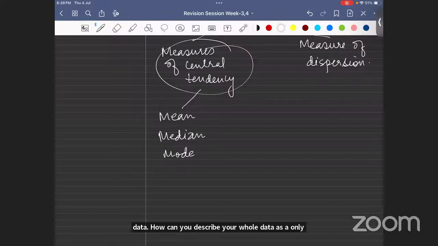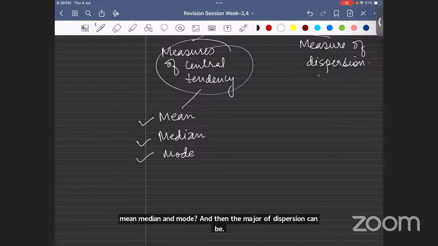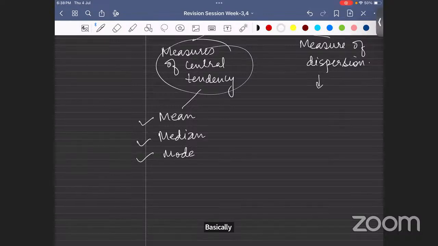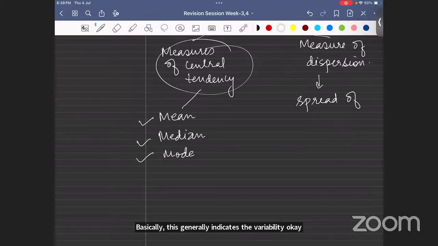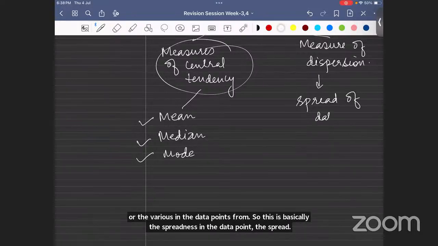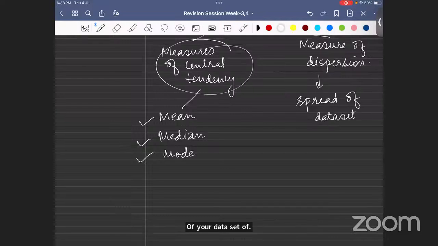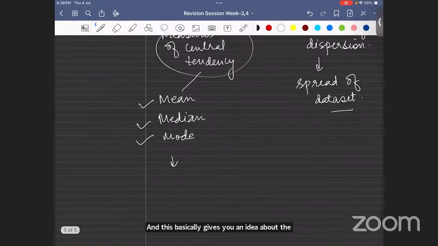That depends on how you are calculating. So mean, median, and mode. And then the measure of dispersion generally indicates the variability, or the variation in the data points. So this is basically the spread of your data set. And this basically gives you an idea about the most typical value or the center of the data points.